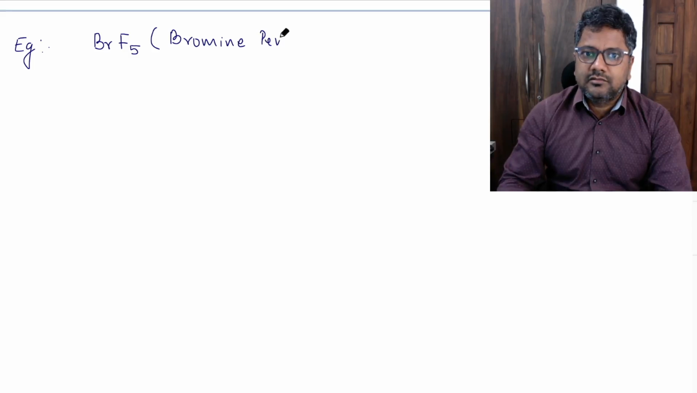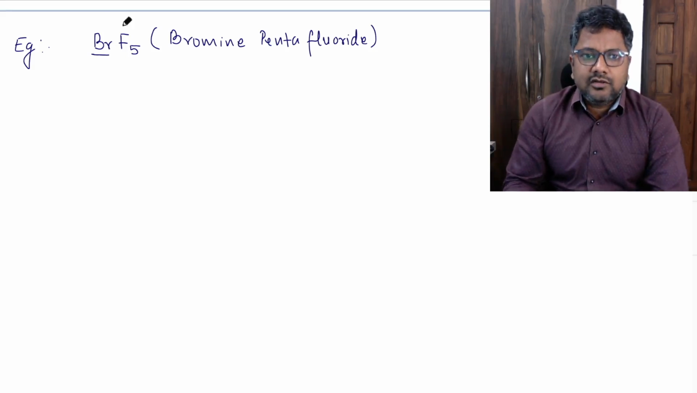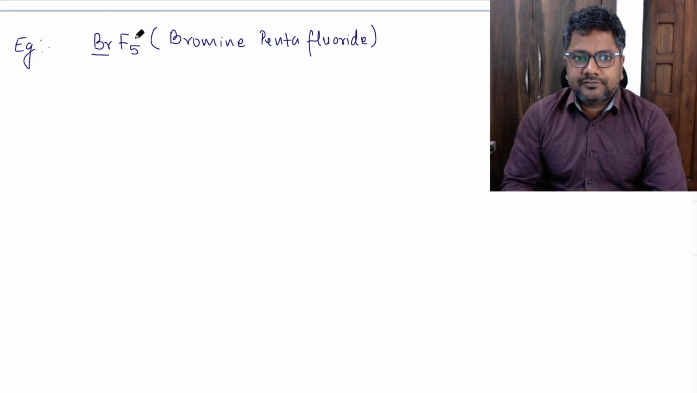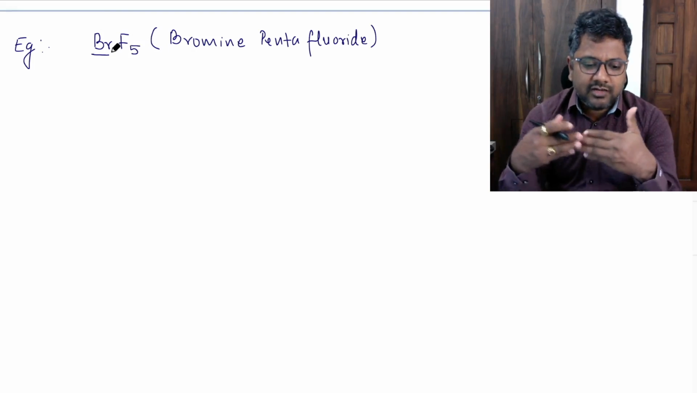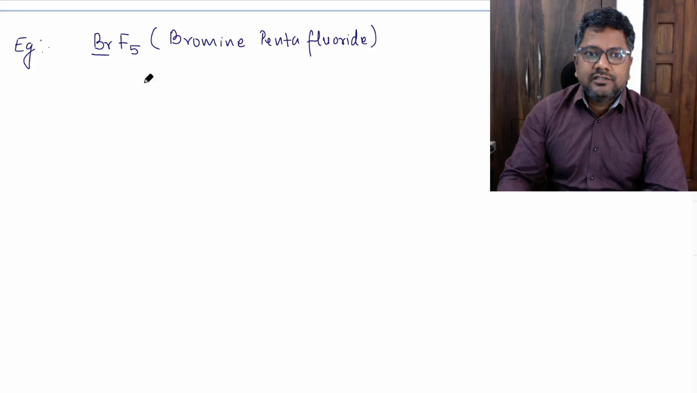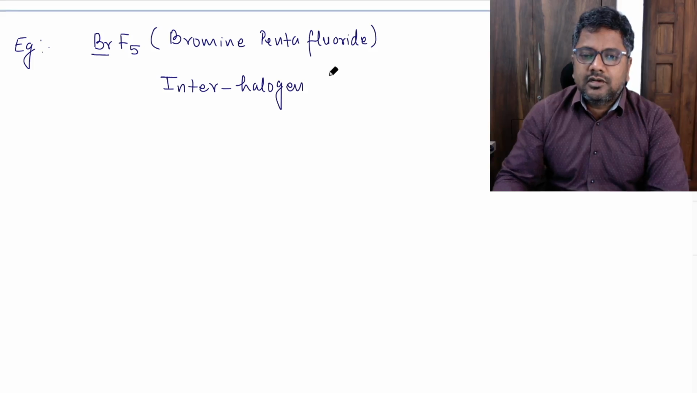Bromine pentafluoride. The central atom is bromine here. If you want to calculate the hybridization or number of hybrid orbitals, which type of compound is this? Basically this is an interhalogen compound. This is a compound of halogen with halogen, right? So this compound is known as interhalogen compounds.